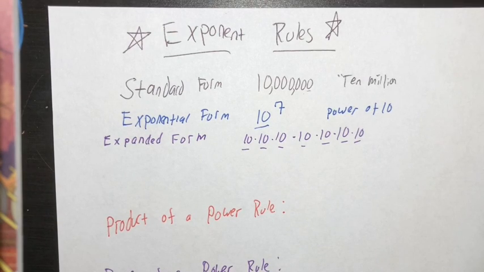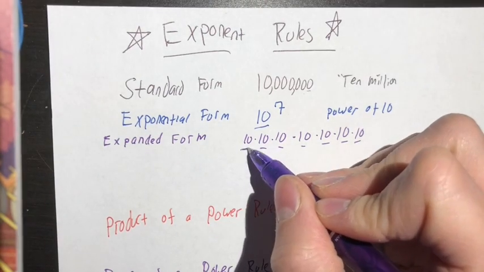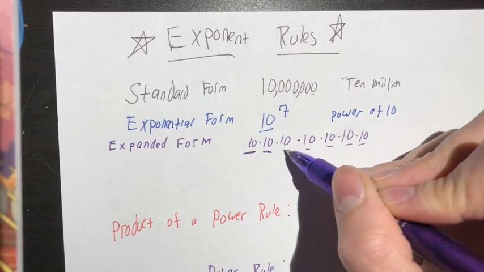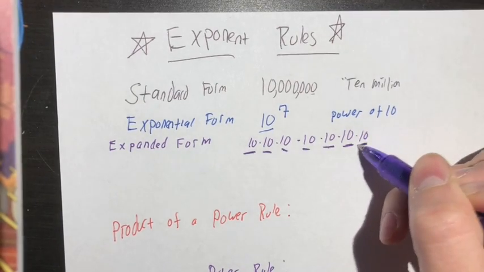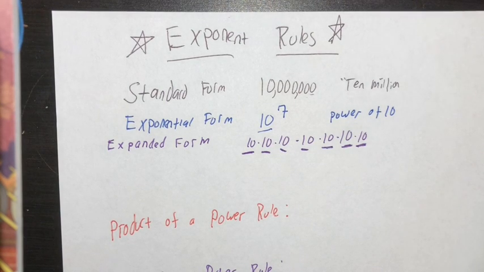Then we have expanded form, which is a more concrete way of looking at these numbers and generalizing rules. So 10 times 10 times 10 times 10 times 10 times 10 times 10. So 10 multiplied by itself 7 times.